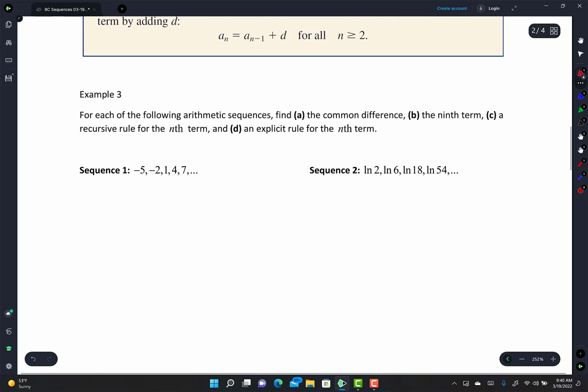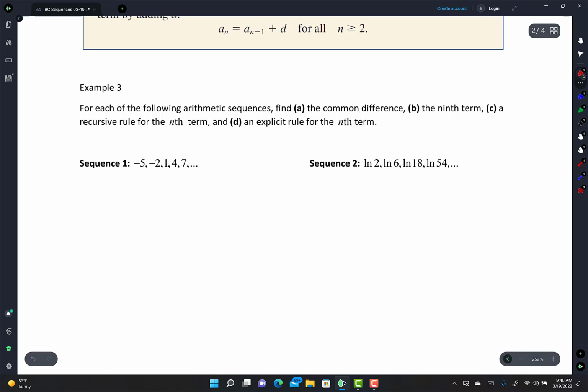So check it out. For each of the following arithmetic sequences, so they're telling you they're arithmetic, find letter A, the common difference, letter B, the ninth term, letter C, the recursive rule for the nth term, and an explicit rule. So they want the recursive rule, and then can we make it in such a way that we can do it for any n? So let's see if we can figure it out, guys. You guys ready?